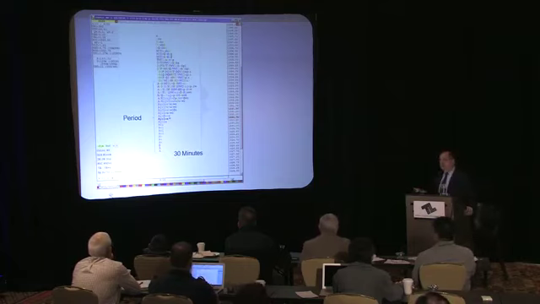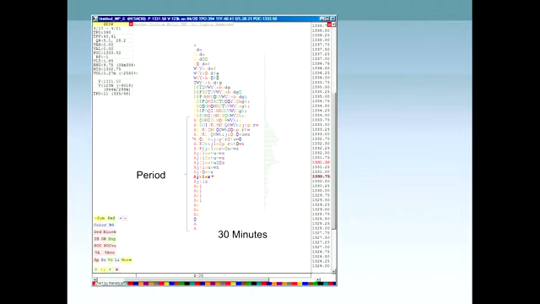Now, why didn't they just call it a normal distribution? Because that's what it is, the daily normal distribution. Well, because it didn't sound sexy. And they wanted a name they could trademark. So that's where they came up with market profile. They wanted an elegant name for it.